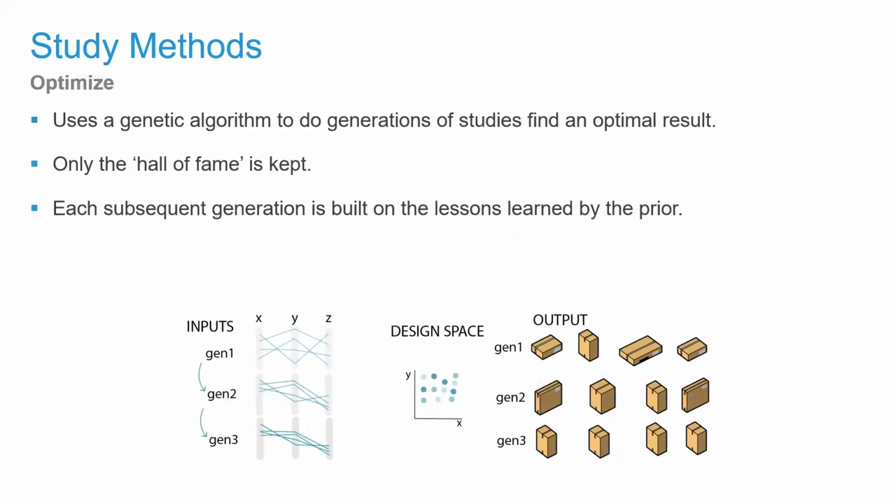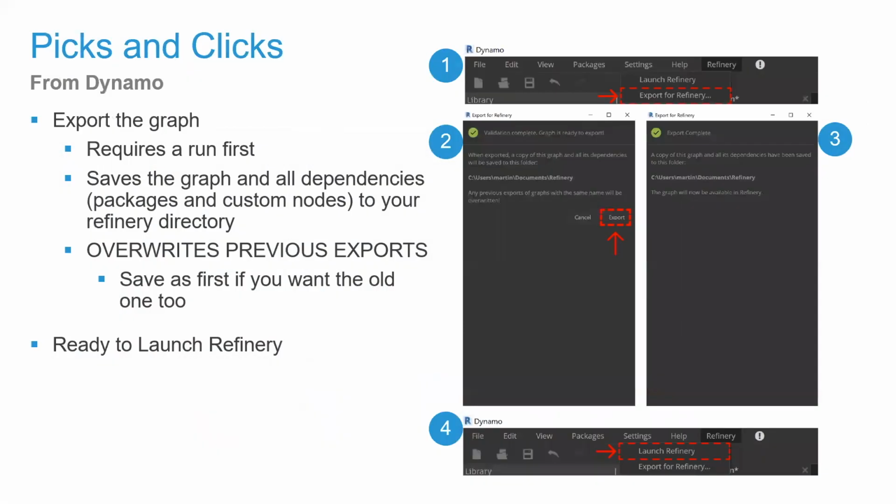Next up is optimize. This is where we get into an actual NSGA-II genetic algorithm, similar to the Galapagos stuff that we were talking about before. The difference here is only the Hall of Fame is kept. When you go to the Hockey Hall of Fame, we're in Canada, you're not going to find every player that's ever played in the NHL. You're going to find the All-Stars. These are the best performing. Each subsequent generation learns lessons from the previous one, so you wind up with a much better result at the end.